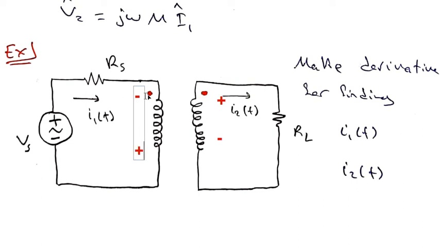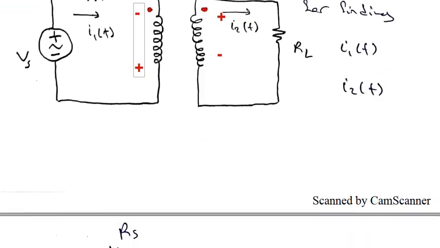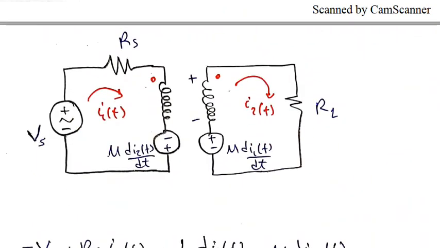Let's check. Left side, primary side, negative, positive. Secondary side, positive, negative. Okay, let's check. As we can see here, primary side, negative, positive. Secondary side, positive, negative. I hope it's clear.